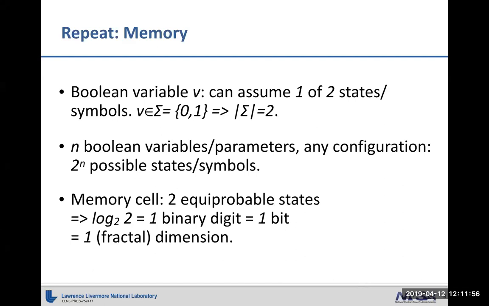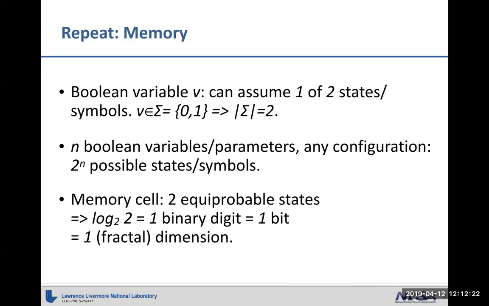Now, n Boolean variables, and we can call them parameters. Any configuration means that you have 2 to the power of n possible states. If you have two variables, you have 4 states. So our memory cells, when we build them, each of them has 2 equipotential states. That means they are nothing else but a Boolean parameter.